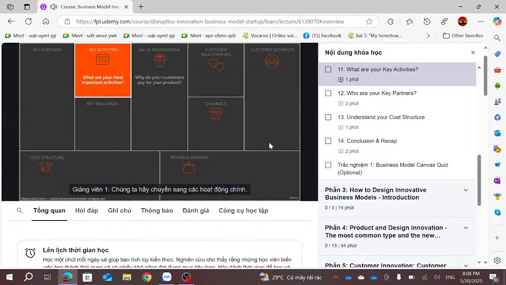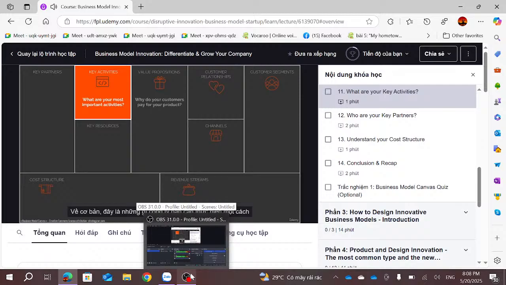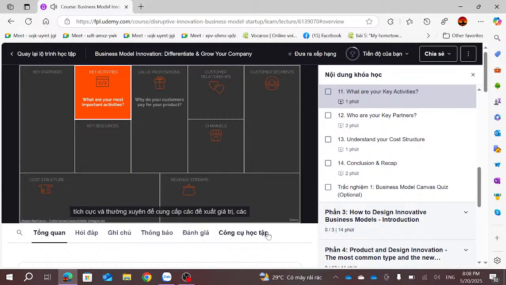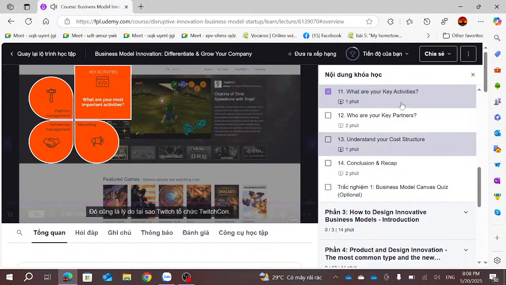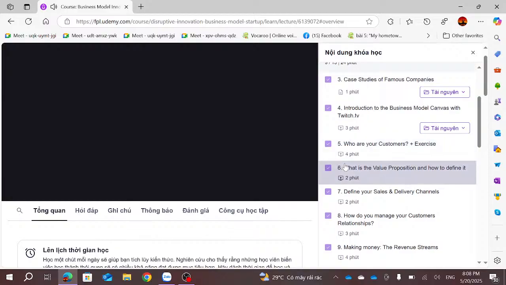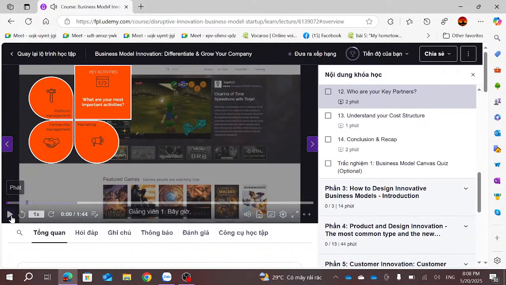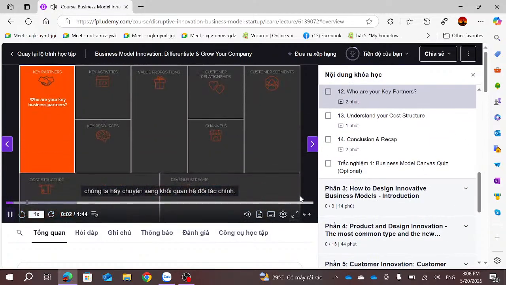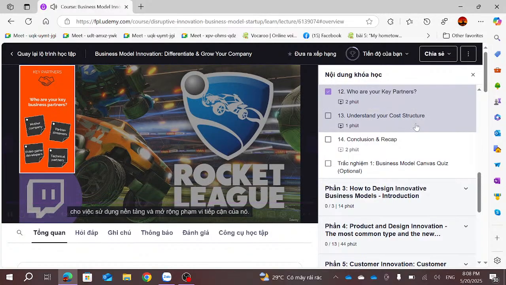Let's move on to the key activities. This is basically what your company needs to do actively and on a regular basis to provide your value proposition. Twitch organizes TwitchCon. Now let's move on to the key partnerships block. Partnerships facilitate the usage of the platform.